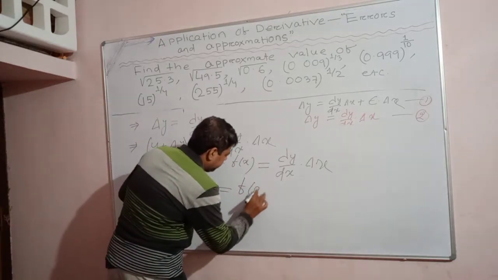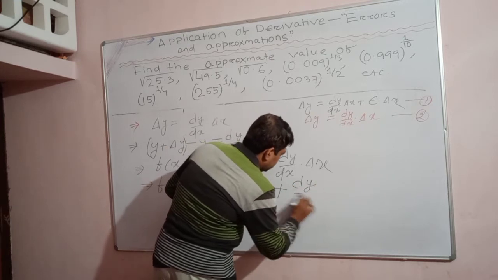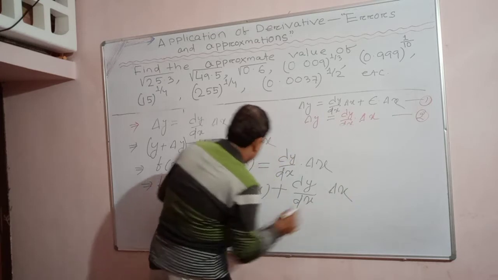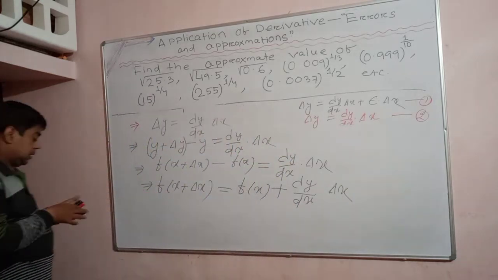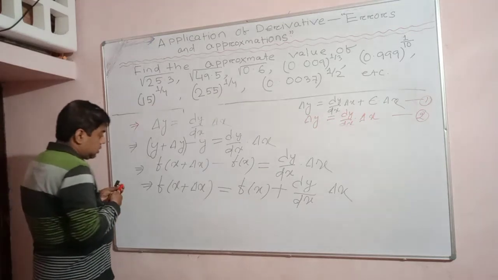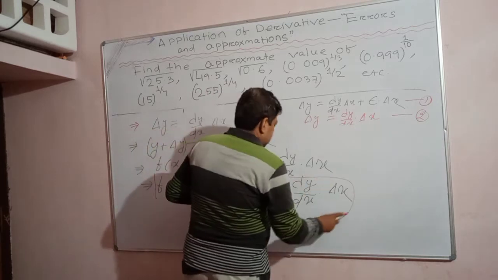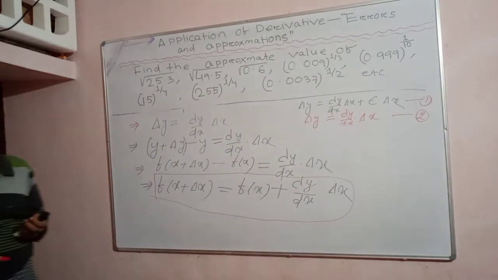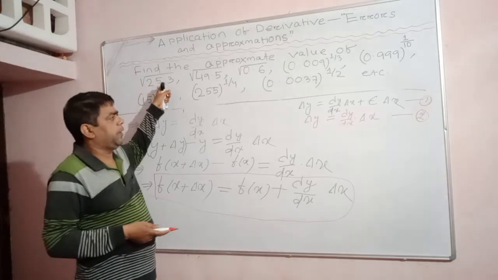It will be f(x) plus dy by dx into del x. So students, this is how we got the required formula, and remember you can use this formula to find the approximate value of any exponent of a decimal number. Any such quantity, you can find the approximate value.